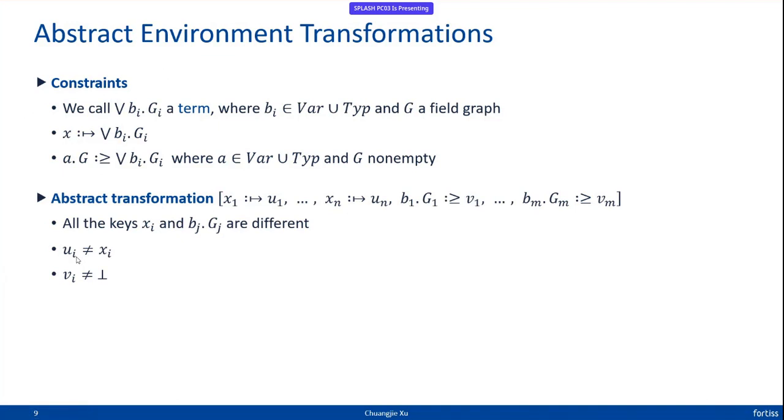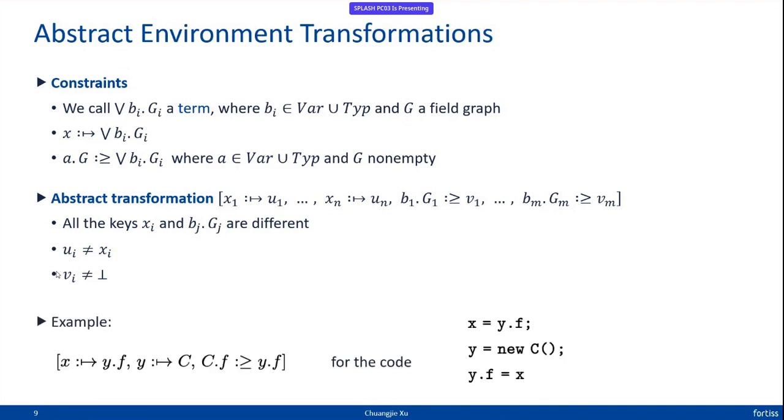Because if you say I'm assigning x to x itself, essentially this means nothing, right? The type of x does not change. So we simply omit it, and say we do not allow this to appear in the abstract transformation. And similarly for the subtyping relation, the bottom, the empty type, will of course be the least one in our types. If you say my type should be greater than the empty type, essentially this says nothing. So again, we just omit it in our definition of abstract transformation.